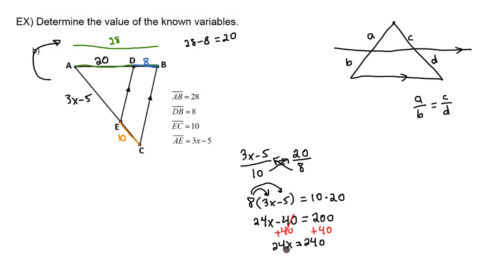And then I want to get rid of this 24, so I divide it. 24 over 24 is just 1 with that x. Divide it from that side too. I'm going to be left with x equals 10 because 240 divided by 24 is 10. So there's my answer right there. And again, the theorem that we're using is the side splitter theorem.